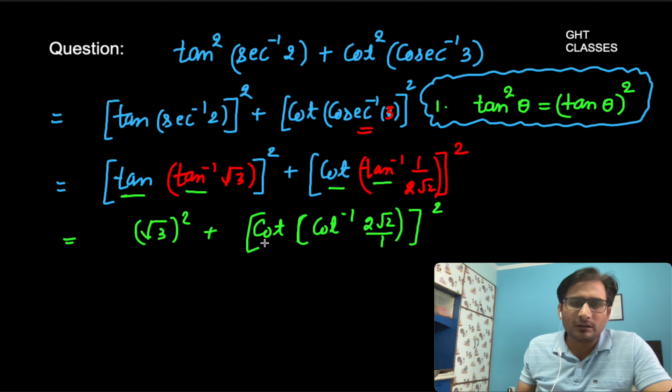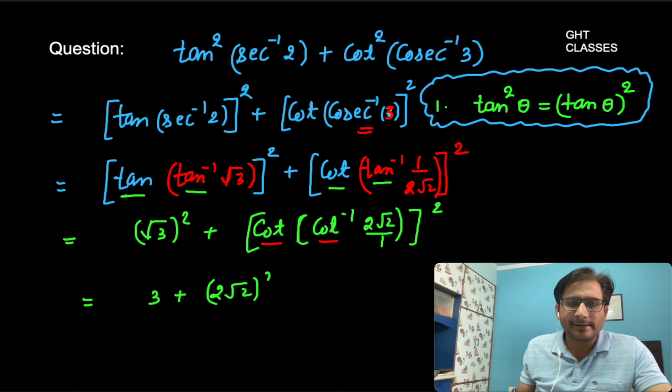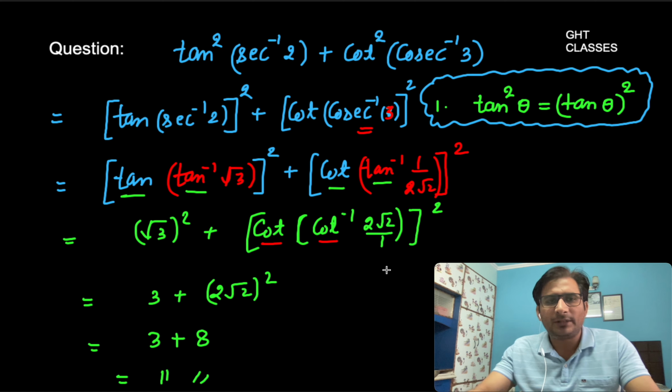Now this cot cancels this cot inverse, then it comes out to be root 3 square, which is 3, plus 2 root 2 whole square. So it is 3 plus 8, which is equal to 11, the right answer in this case. I hope it's clear to you all.